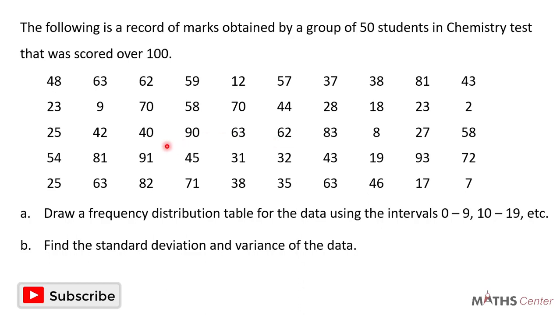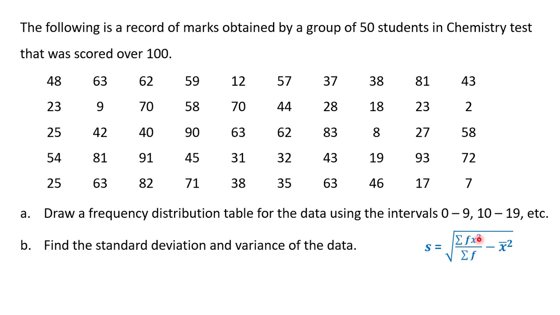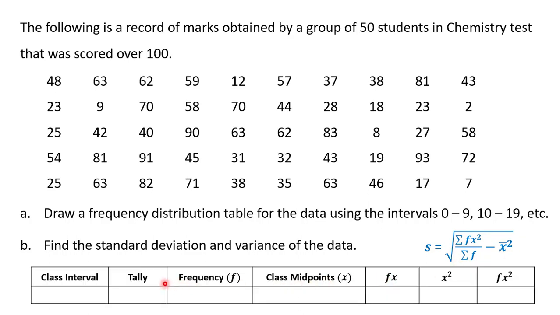Here we have the raw data. We know that the standard deviation is equal to the square root of sigma fx squared divided by sigma f, minus the mean squared. Because we have the raw data, we are going to have a 7-column table because we will introduce another column for the tally.